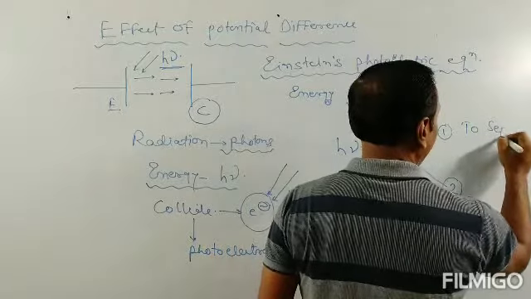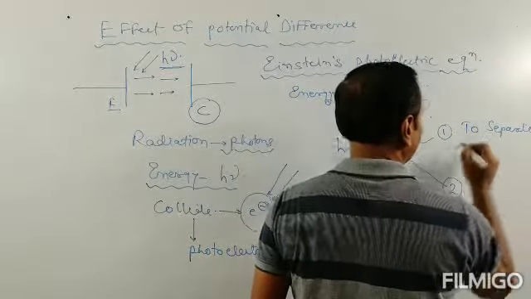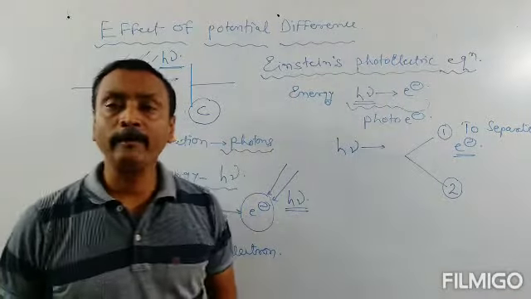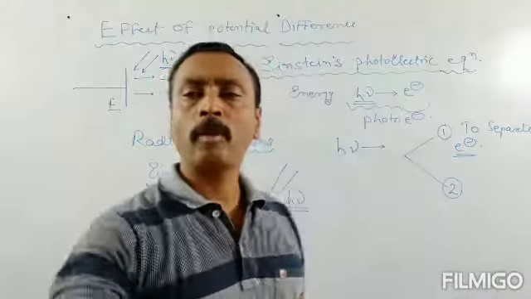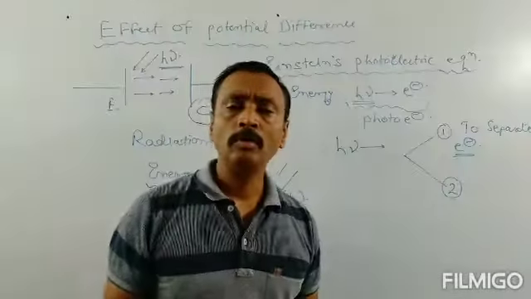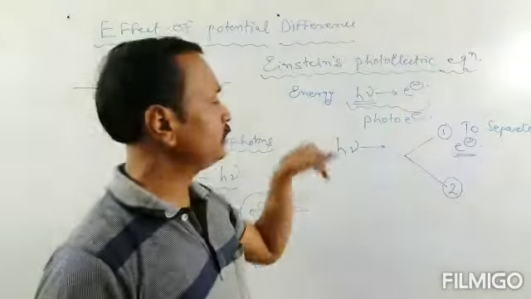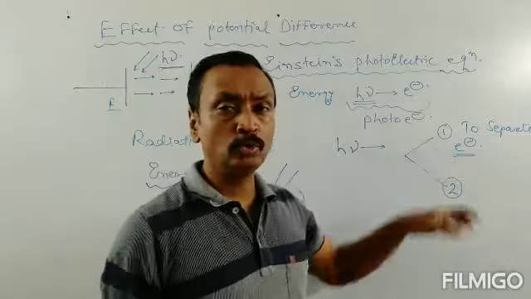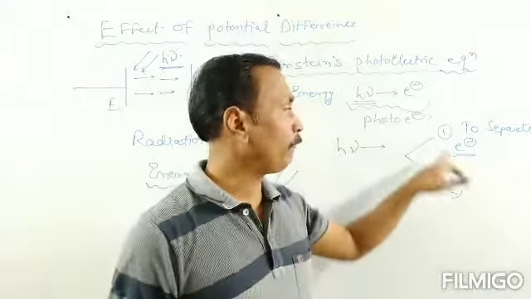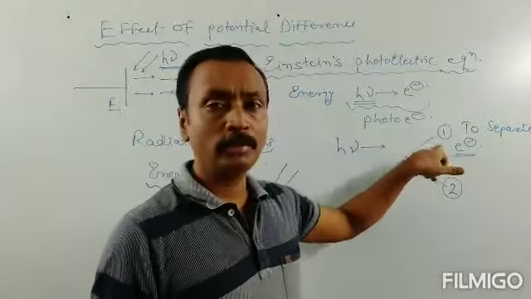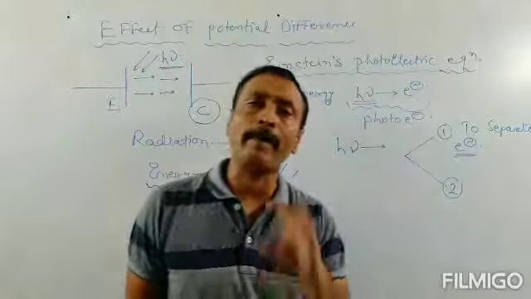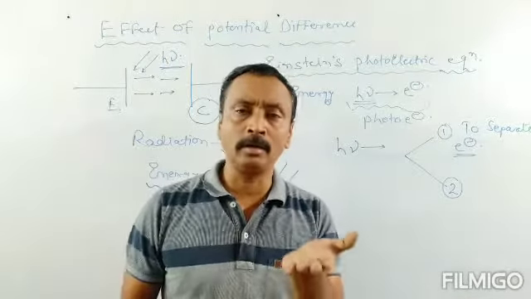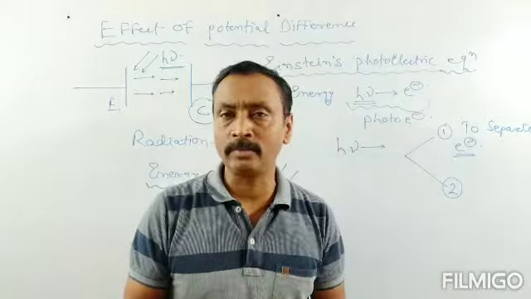to separate the electron from the surface. When the photons are incident on the emitter plate, some of the energy is used to free the electron from the surface over here. So the first part, the partial energy, is used to free the electron from the metal surface.